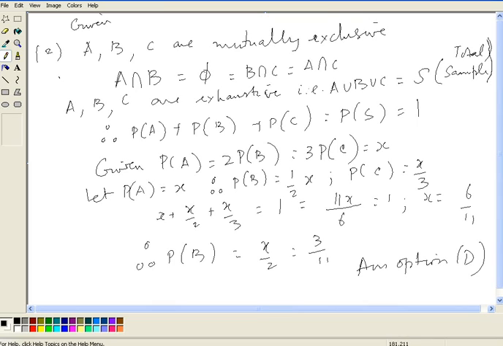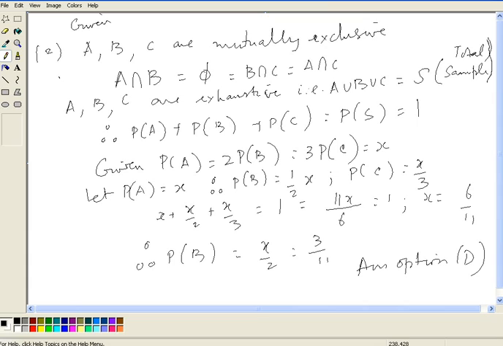Also it is given A, B, C are exhaustive, that is A union B union C is equal to the total sample space S. Therefore, probability of A plus probability of B plus probability of C is equal to probability of S, which is equal to 1. Given that P of A is equal to twice P of B equal to thrice P of C, let us take P of A to be equal to X. Therefore, P of B equals X by 2, and P of C works out to X by 3, one third of P of A.